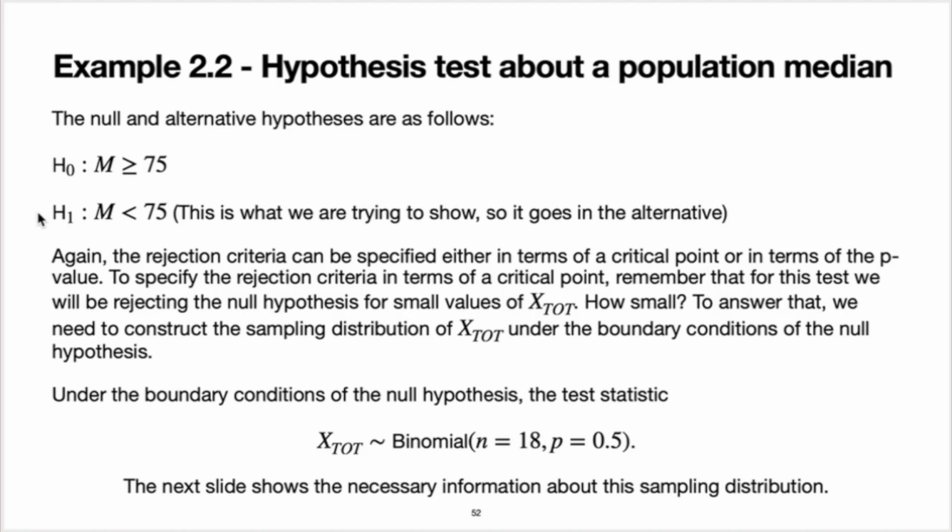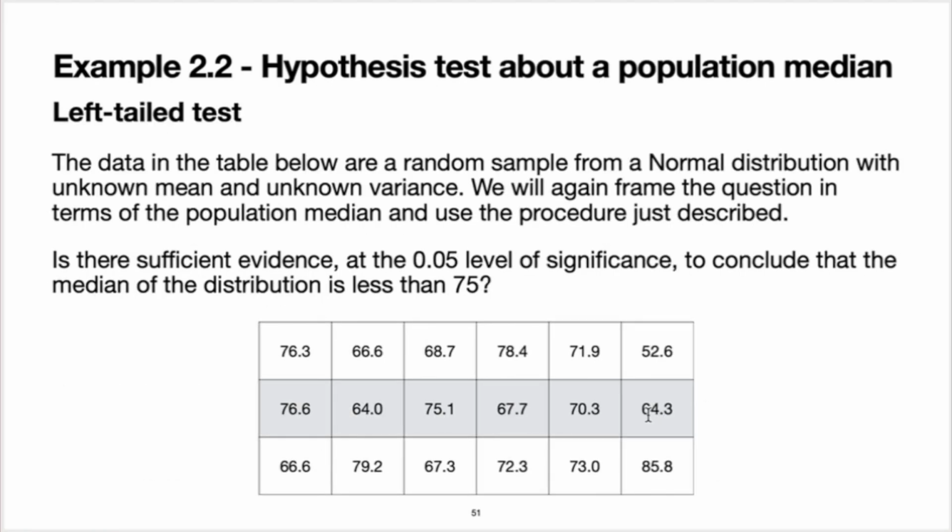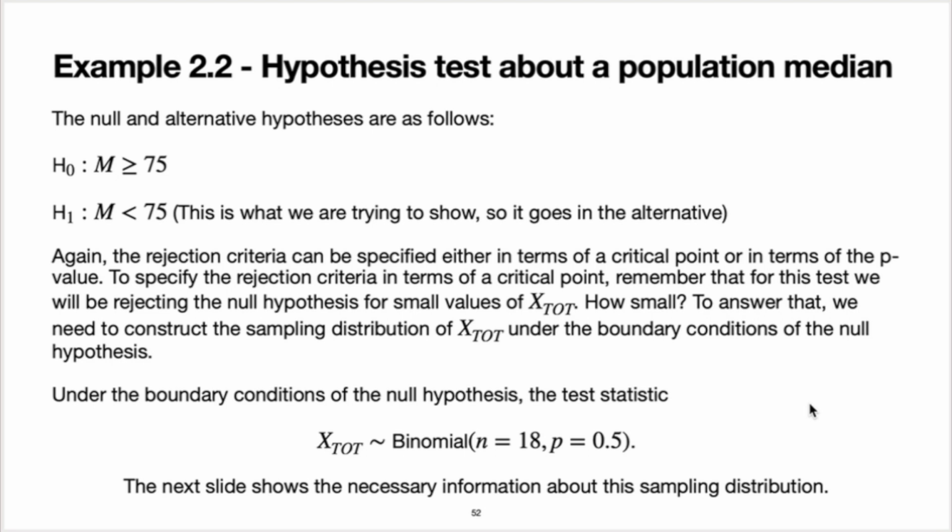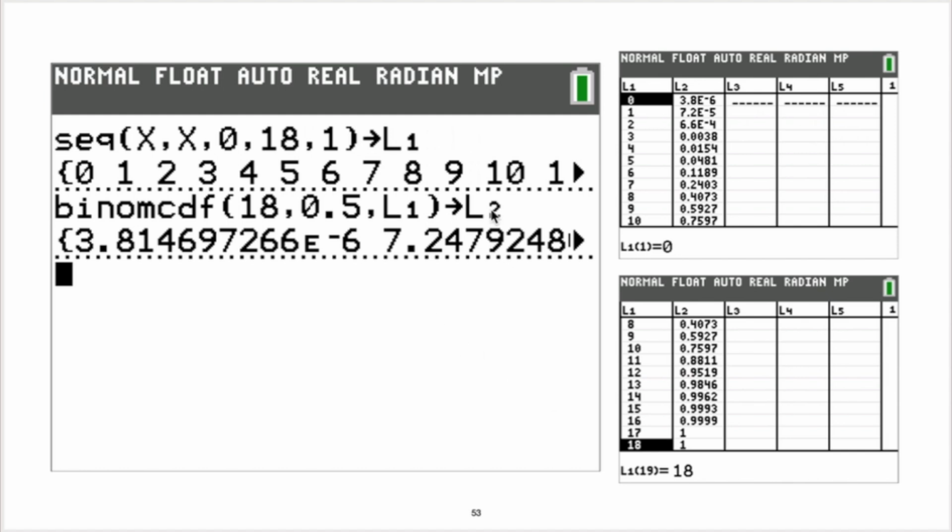Well, to answer that, we need to construct the sampling distribution of x-tote under the boundary conditions of the null hypothesis. Under the boundary conditions of the null hypothesis, the test statistic x-tote has a binomial distribution with n equal to 18 and success probability of 0.5. We have a sample size of 18 observations, so that is our n, the number of trials in this binomial distribution framework. The next slide then shows the necessary information about this sampling distribution. In the first instruction here, I'm constructing the sample space, the integers from 0 to 18. Those values go into list 1. And then in the next instruction, I'm calculating the values of the binomial CDF for each of the values in list 1. So the CDF values go into list 2.